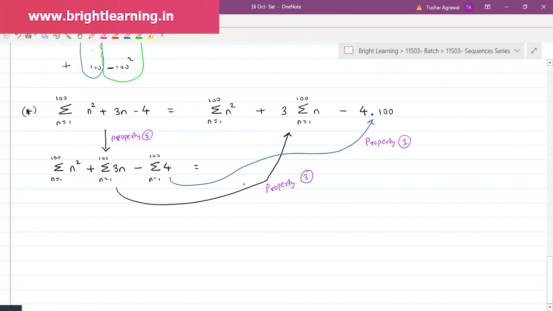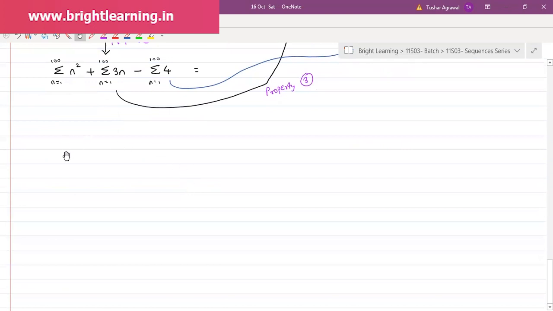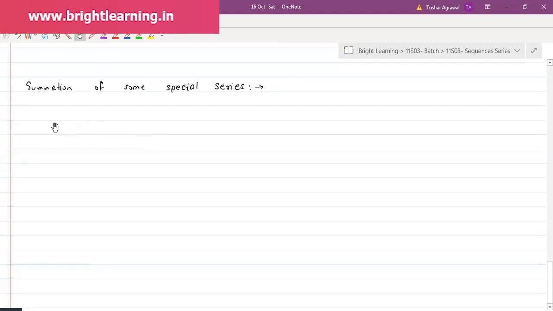So now, since we are using these properties of sequence summation of series, we will apply this to calculate the value of certain series. So before that, some standard formulae we will memorize. Summation of some special series. Let's say first one in that, the very basic one, is sum of first n natural numbers.